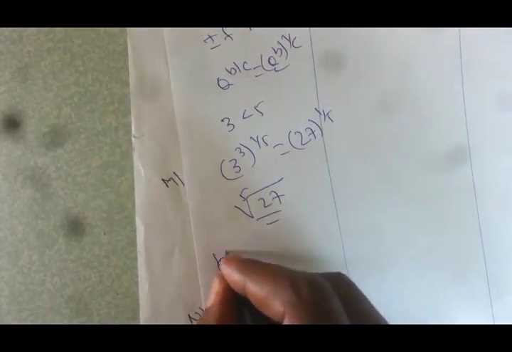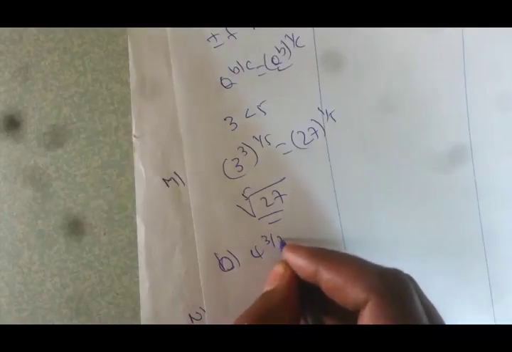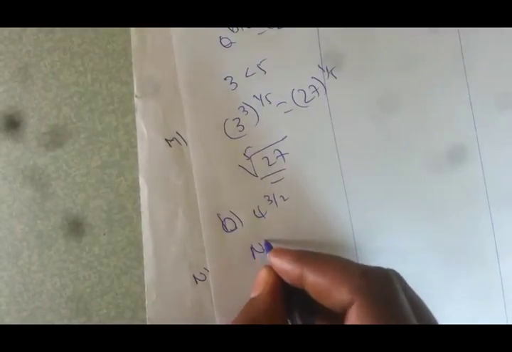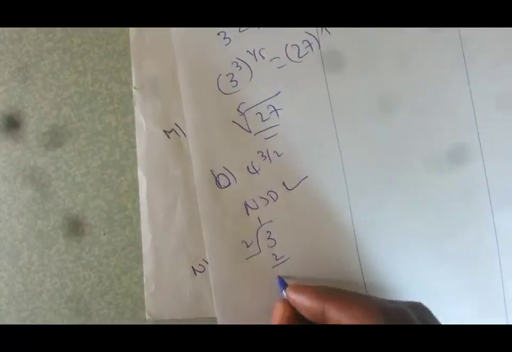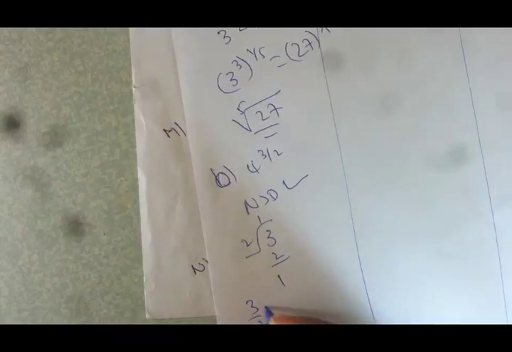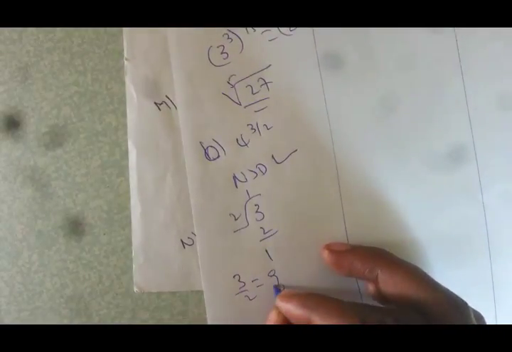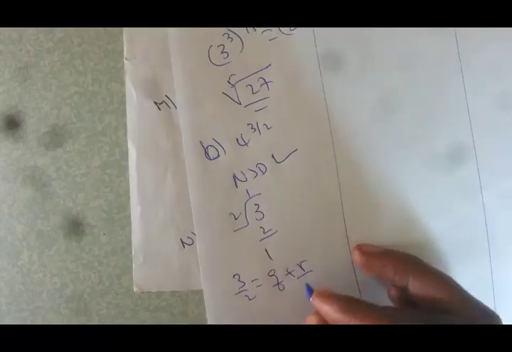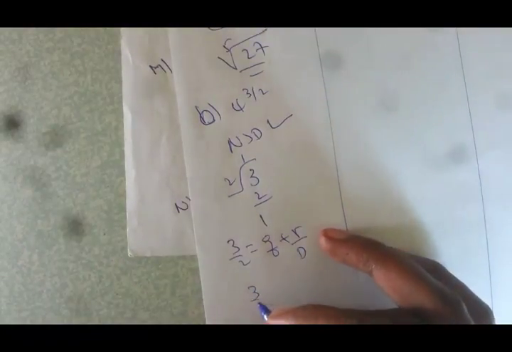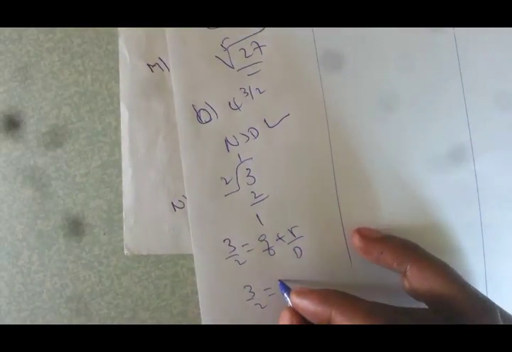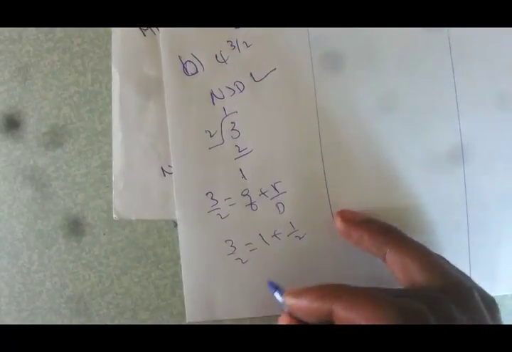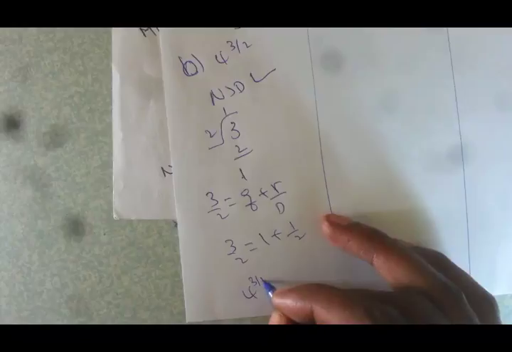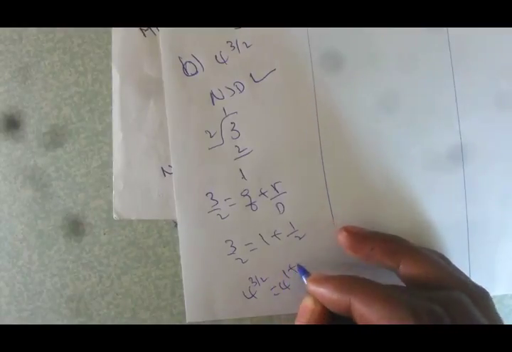And b is given by 4 raised to 3 over 2. First, is the numerator greater than the denominator? Yes. If it is, we have to do 3 divided by 2. 1 times 2 is 2, the remainder is 1. Therefore 3 over 2 can be written as quotient plus remainder divided by divisor. Our quotient is 1 plus remainder 1 over 2. Therefore 4 raised to 3 over 2 can also be written as 4 raised to 1 plus 1 over 2.